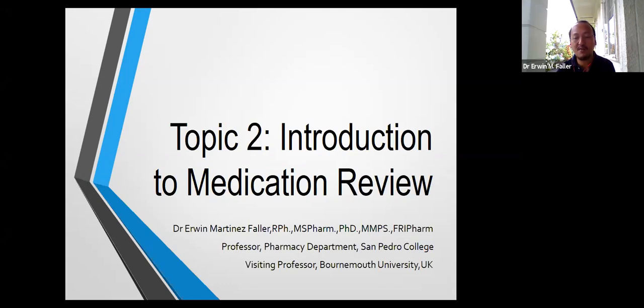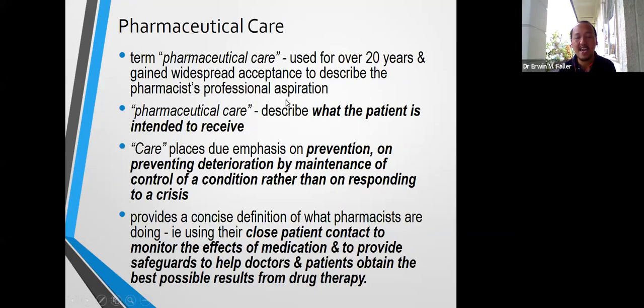In the medication review, we always adopt what we call pharmaceutical care. As we all know, pharmaceutical care was adopted two decades ago and has gained widespread acceptance for the pharmacy profession. It is described as the care the patient is intended to receive, which emphasizes preventing deterioration by maintaining control of a condition rather than responding to a crisis.